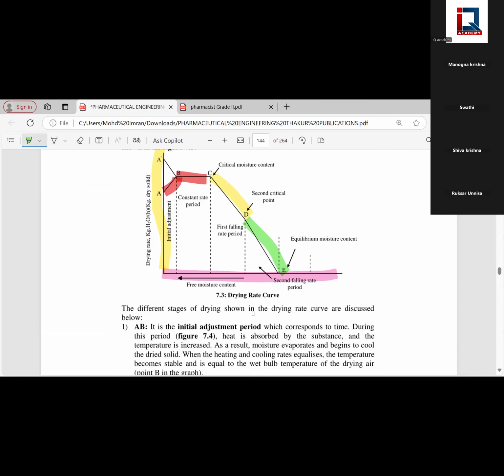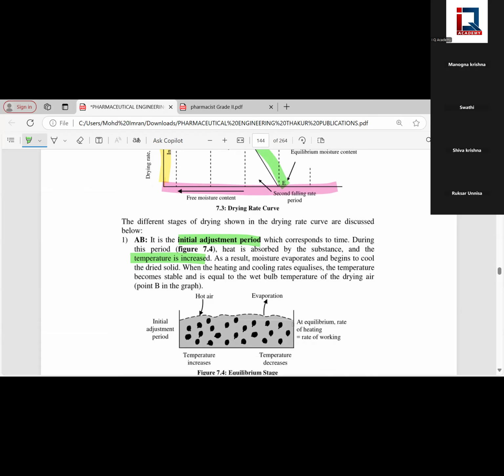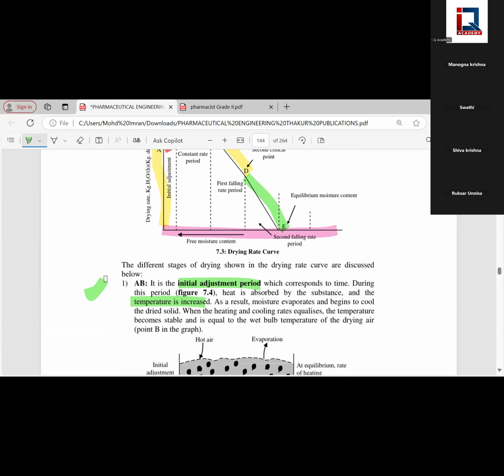Okay. So A to B, it's an initial adjustment period. What's happening in the initial adjustment period? It corresponds to the time during which heat is absorbed by the surface and the temperature is being increased. As a result, moisture evaporates and begins to cool the dried solid. When the heating and cooling rates equalize, the temperature becomes stable and is equal to the wet bulb temperature. This state is named the initial adjustment state in drying rate.